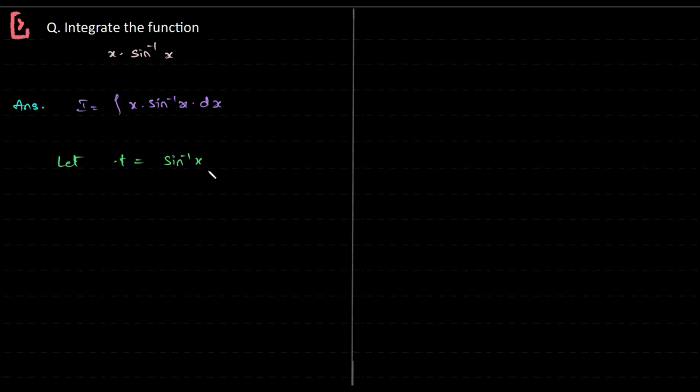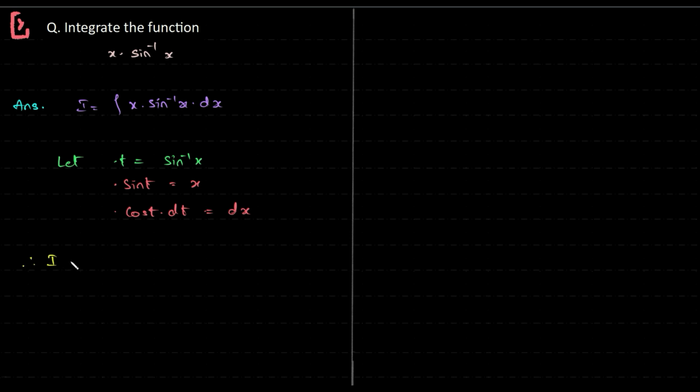So if I take t as sine inverse of x, I want an expression for x, so that would be sine of t is equal to x. Agree? So let me change the color. Sine of t is equal to x. Then if I differentiate this, this would be cos of t dt is equal to dx. So we have all the required expressions.